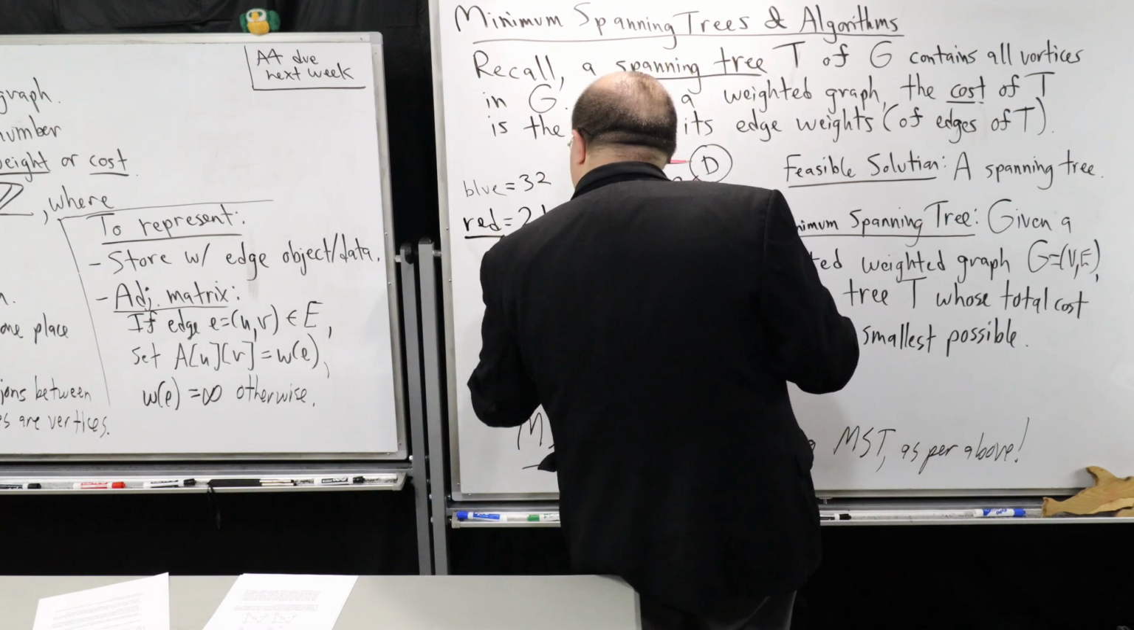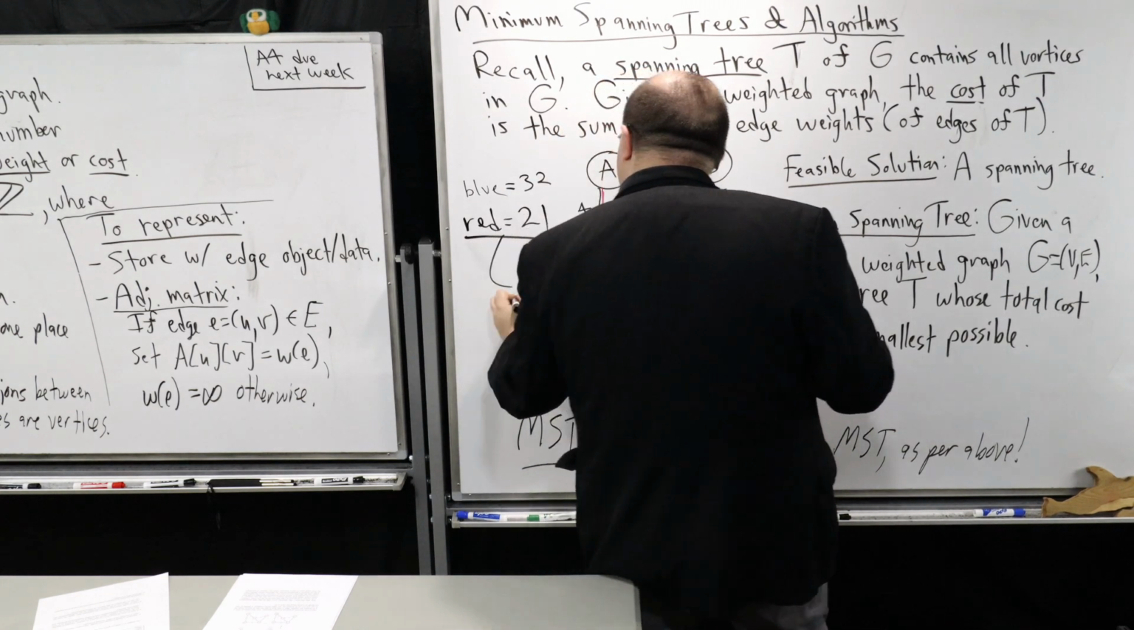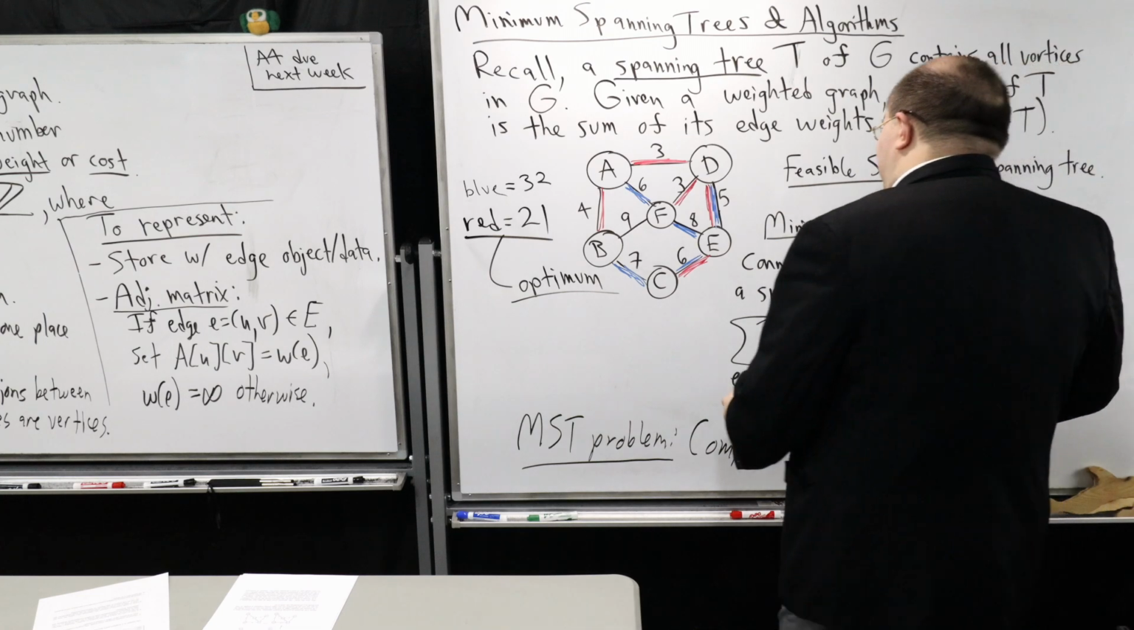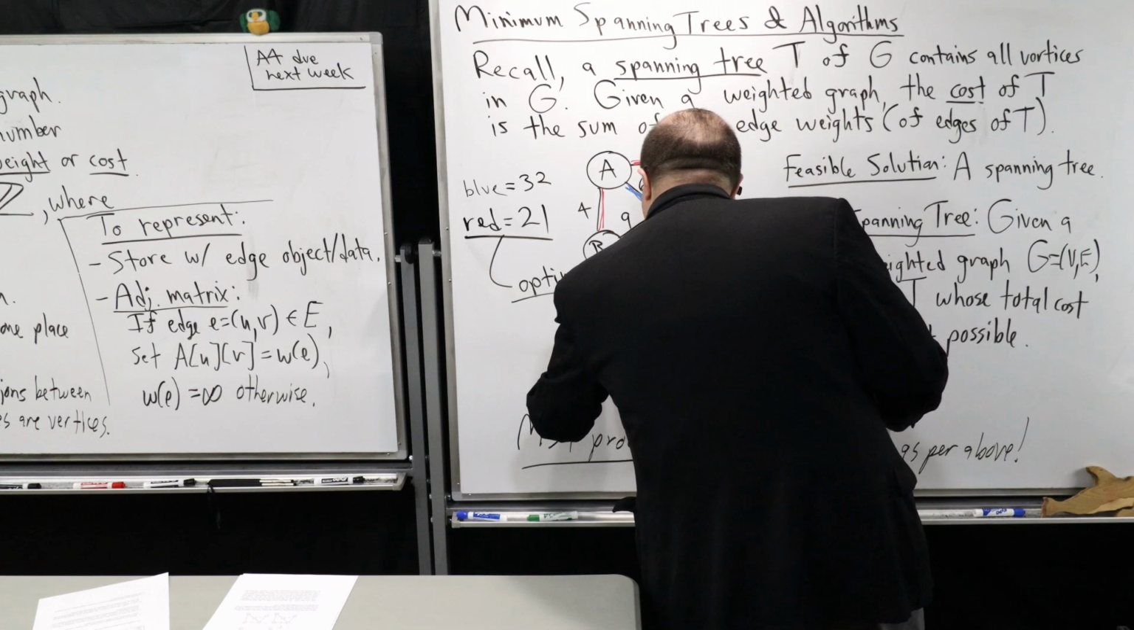This is an example of the optimum. So we would call the value of the optimal solution the optimum. So the goal is to compute an optimal solution. So I'll call this an optimal solution.